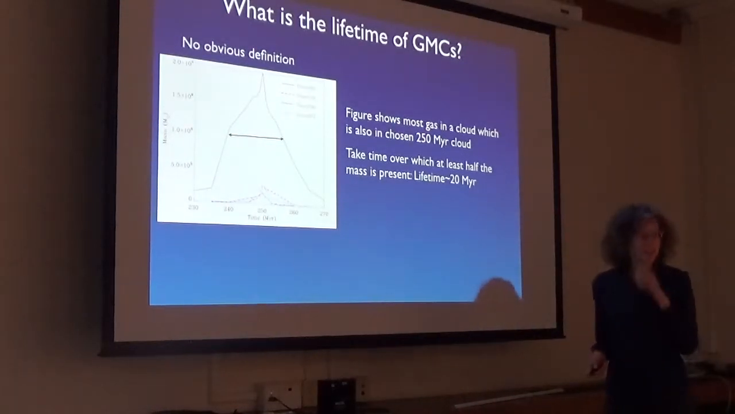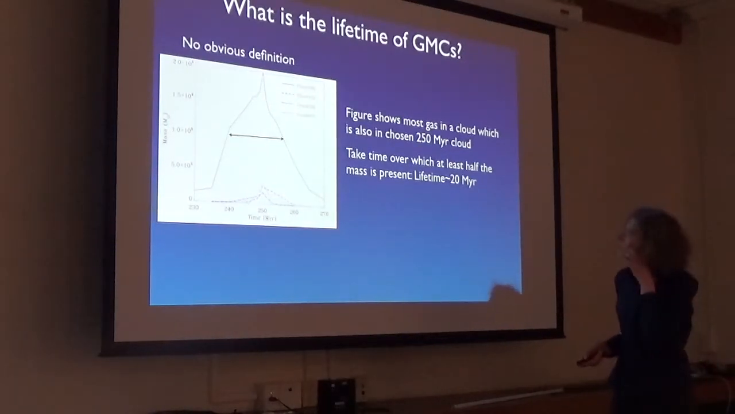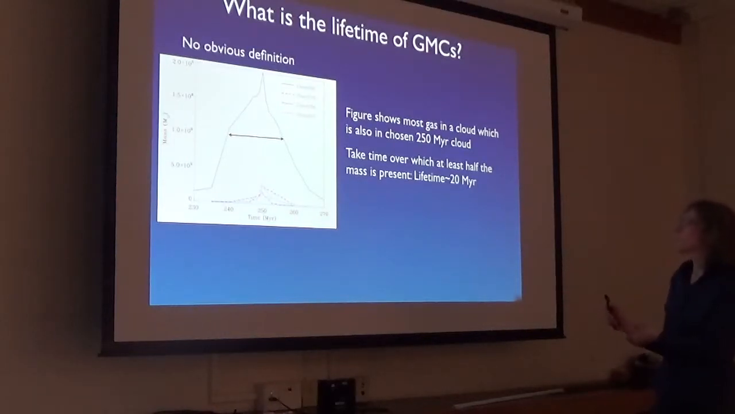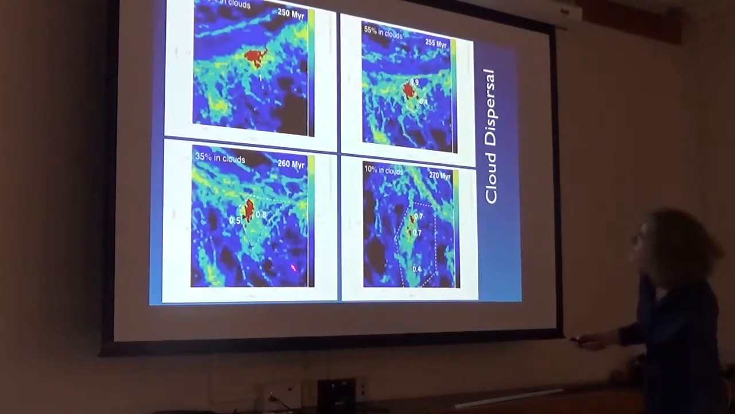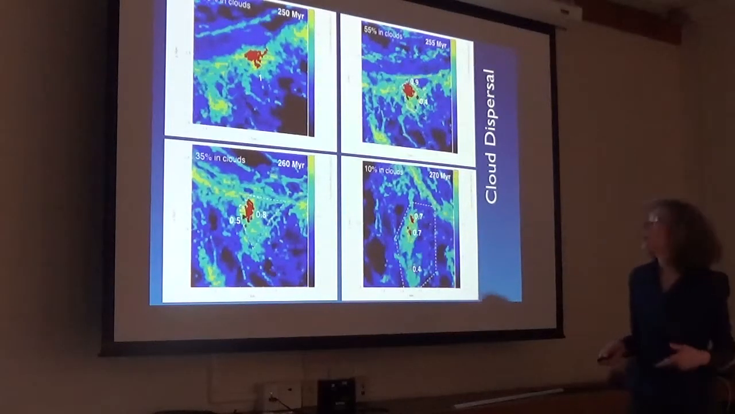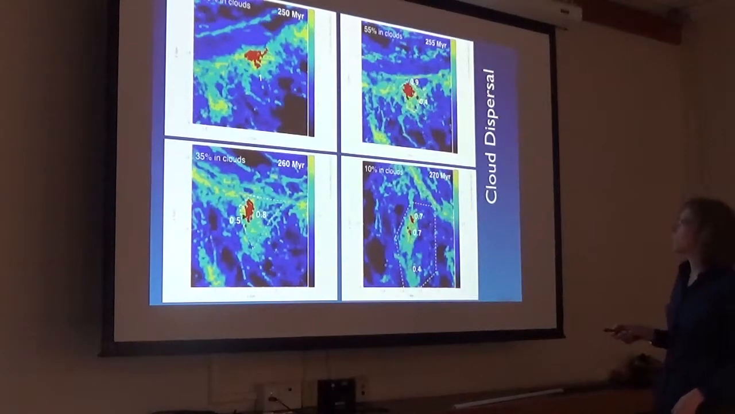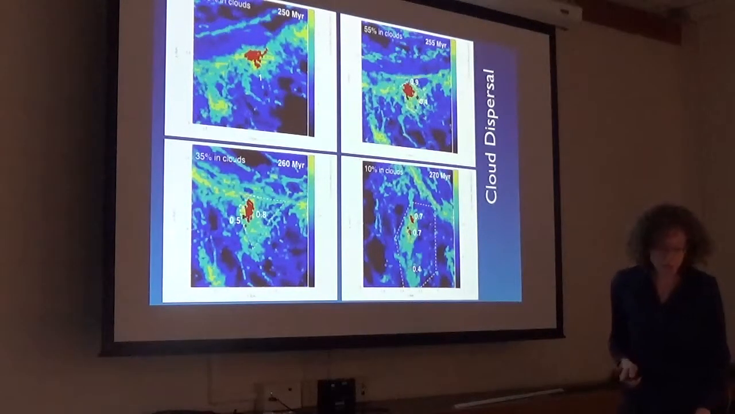But then how do you compute a lifetime from this? There's no real obvious way of defining a lifetime, but what we did was to take the time over which there's at least half the gas of this selected cloud in other clouds at earlier and later times. So, for example, if this red blob is half the mass of that, then that would be the end of the lifetime of that particular cloud.